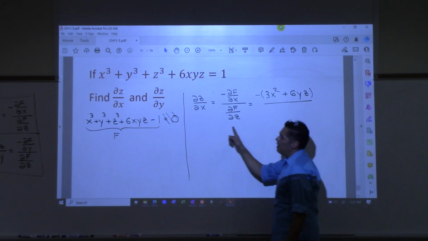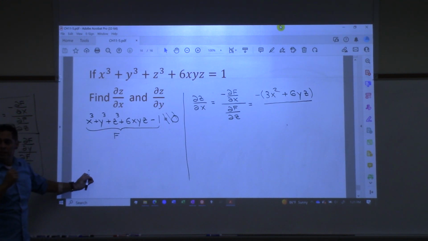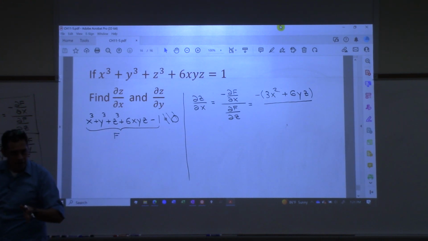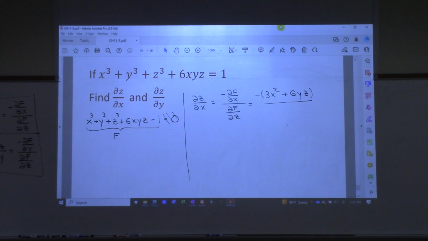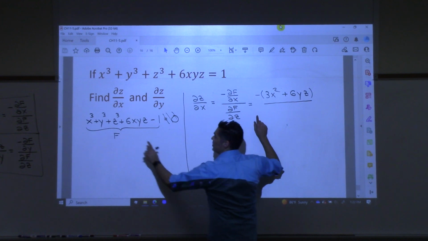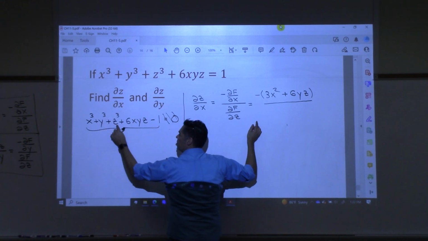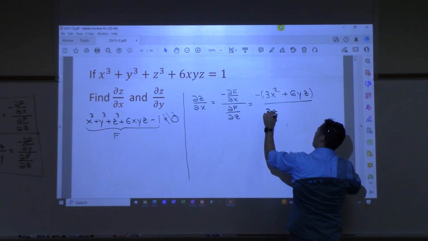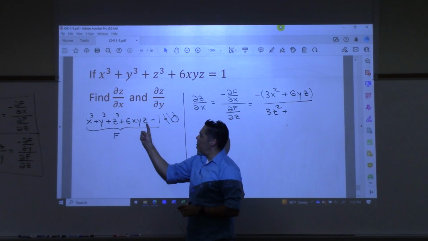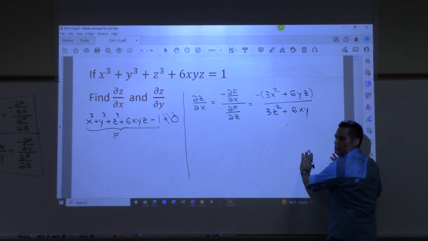And then we're going to do the same thing, but now we're going to take the partial of this with respect to z. If I do it with respect to z, that means I have to treat both x and y as constants. So the partial of that with respect to z, the derivative of that would be what? 0, 0, 3z squared. And then the next term will be very similar to what we got above. z is the variable though, so we'll just get 6xy. That's it.